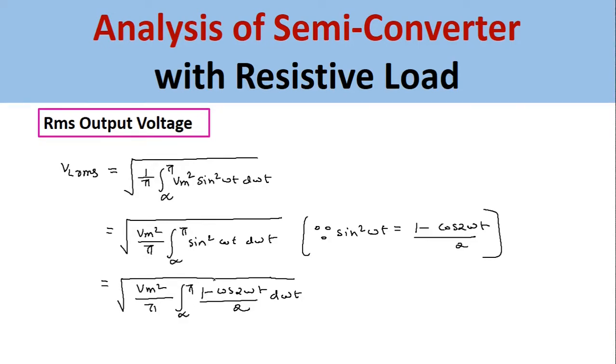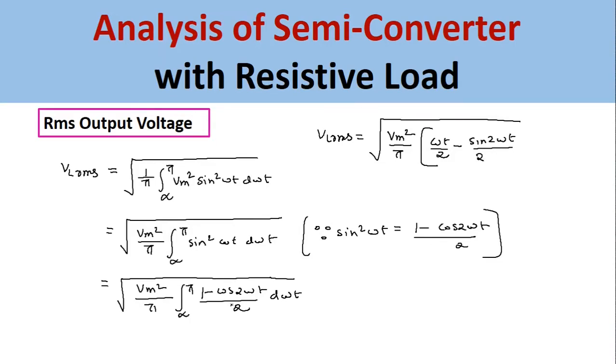When we integrate this equation, we will get VLRMS equal to √(Vm²/π) times the integration of dωt, which will be equal to ωt. We will get ωt by 2 here. Then we will have minus the integration of cos 2ωt, which will be equal to sin 2ωt. Here we have 2, so we will get divided by 2, and here already one 2 is there, therefore we will get 2 into 2 in the denominator, and our limit is from α to π.